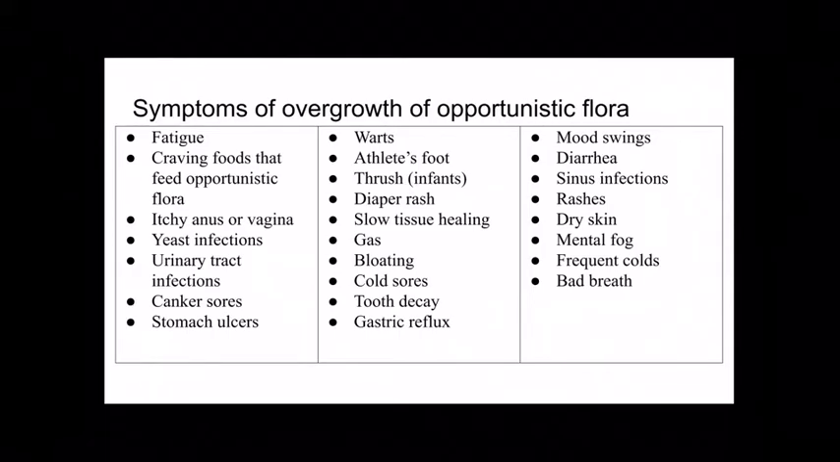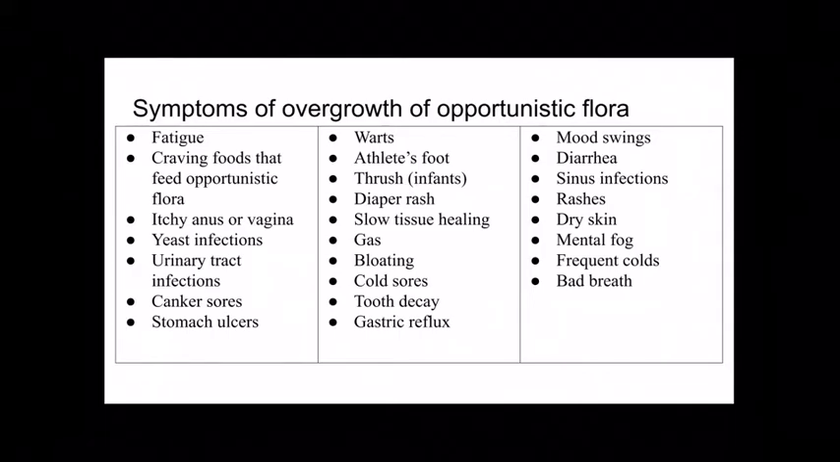What's interesting about a lot of these symptoms is that many of these things we don't associate with our flora at all. We just think, whatever, it's just being in a body, it's just life, maybe I should eat better. But these are all signs and symptoms that can arise if there is an overgrowth of opportunistic flora. I'm not going to go through every single one on this list, but it's a good list to take a look at.